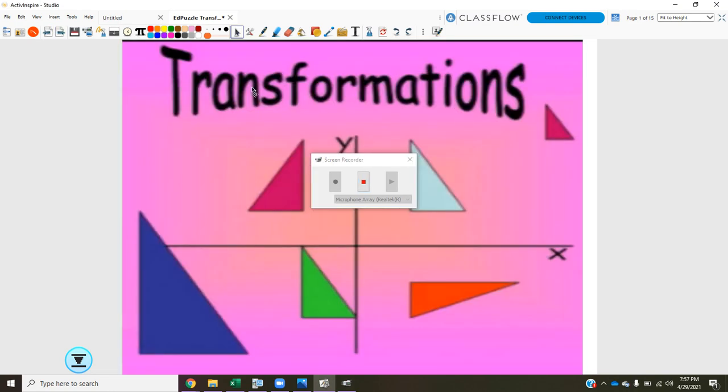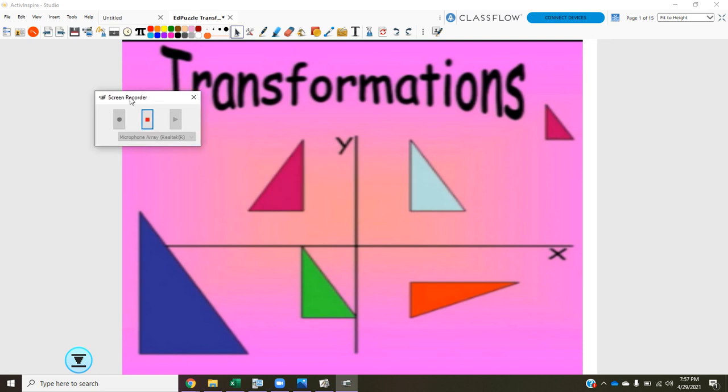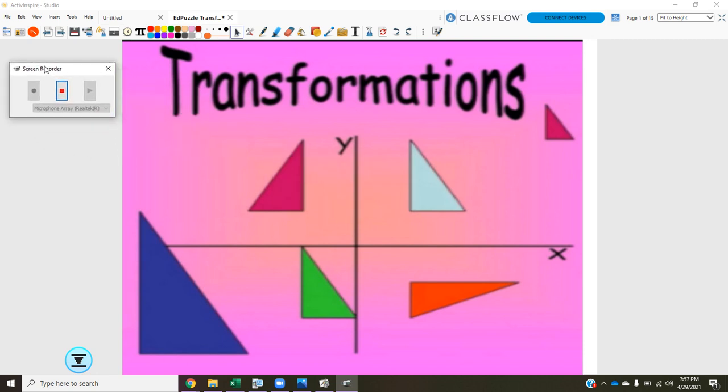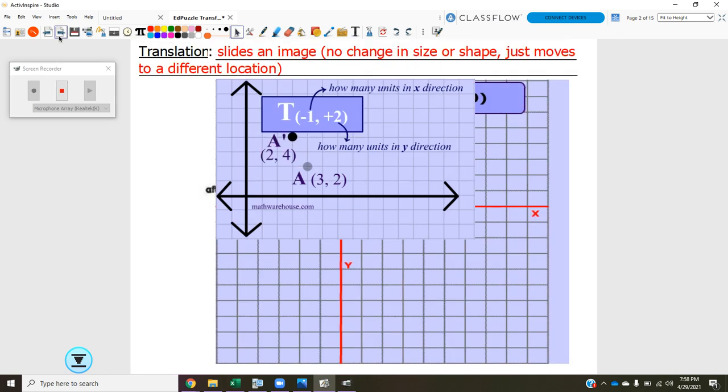Hi friends, we are reviewing transformations. Transformations is when we have a shape or a series of points and they flip over or they slide or they turn or they change in size. So first we're going to talk about translations.